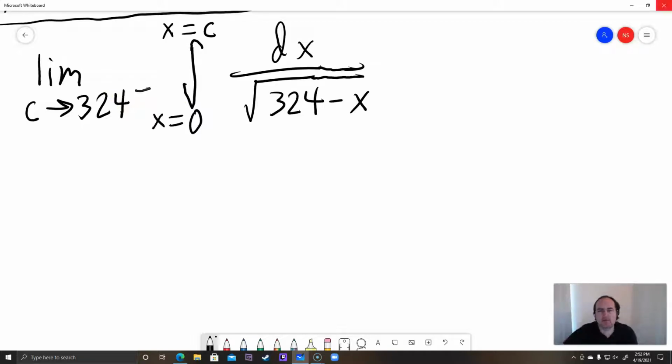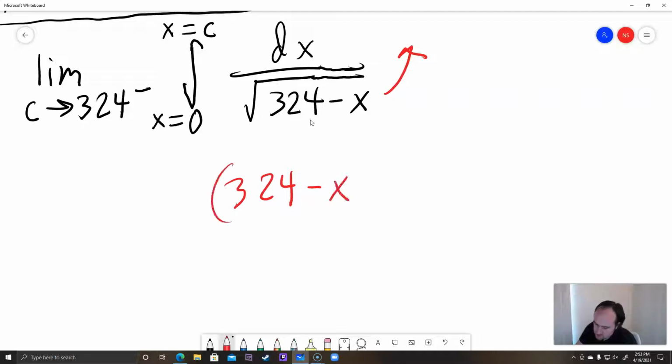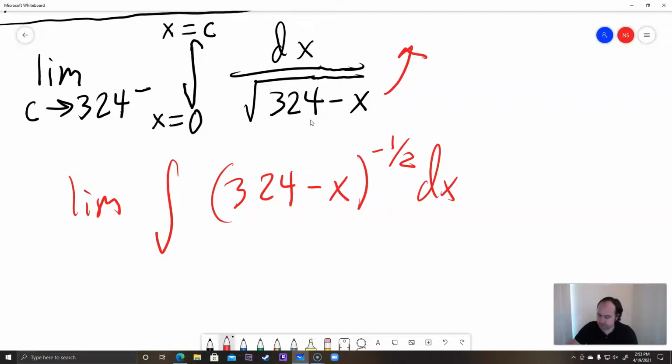Okay, so for this one, to integrate this function, instead of writing it as 1 over square root of 324 minus x, we're going to go ahead and move that to the numerator. Okay, so that's going to be 324 minus x, quantity to the negative 1/2 dx. Okay, and we still have our integral and our limit. And then we're going to have to do a u substitution here.